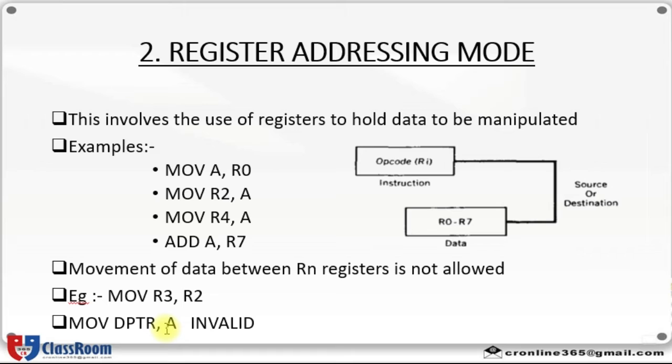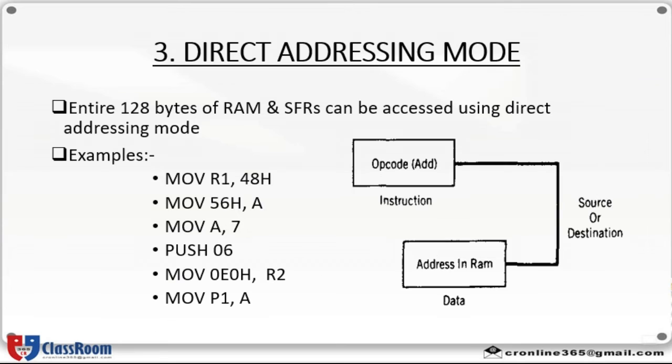Why is this an invalid instruction? This is invalid because the accumulator is 8-bit wide and the DPTR is 16-bit wide. So copying contents from an 8-bit register into a 16-bit register is not possible. So you can identify register addressing mode by means of these examples. Hope you have understood register addressing mode now. Now we will go to direct addressing mode.